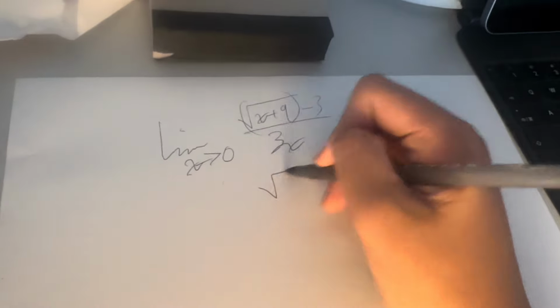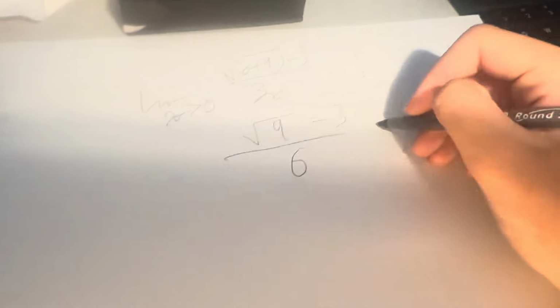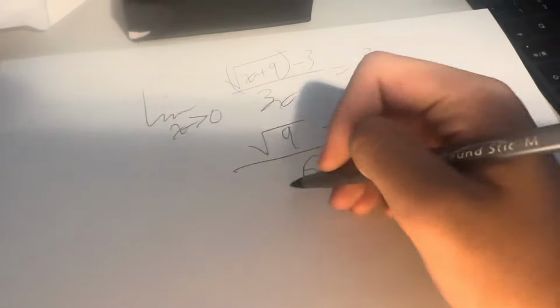For another example, if it's like this, if you're asking this, just plug x in as usual. So it's like this, and you'll surprisingly get 0 over 0.